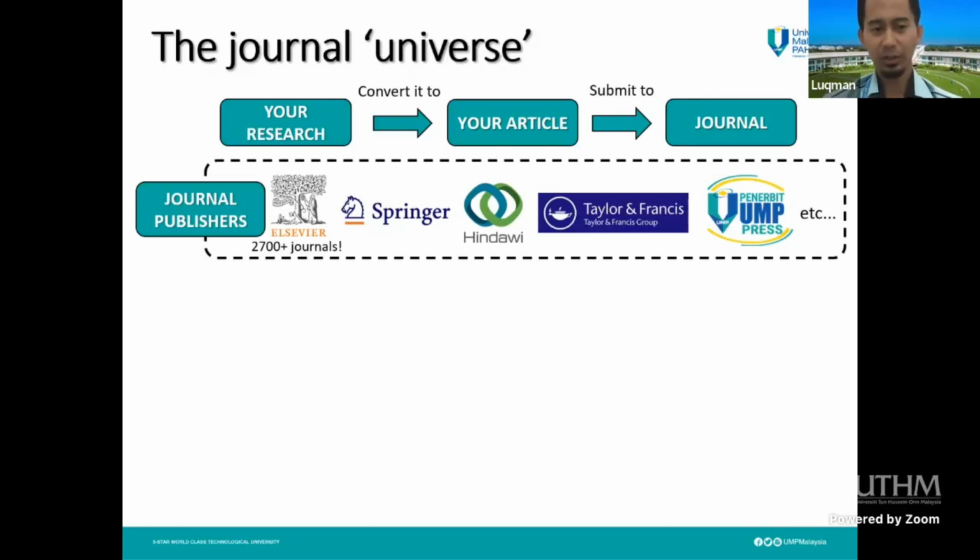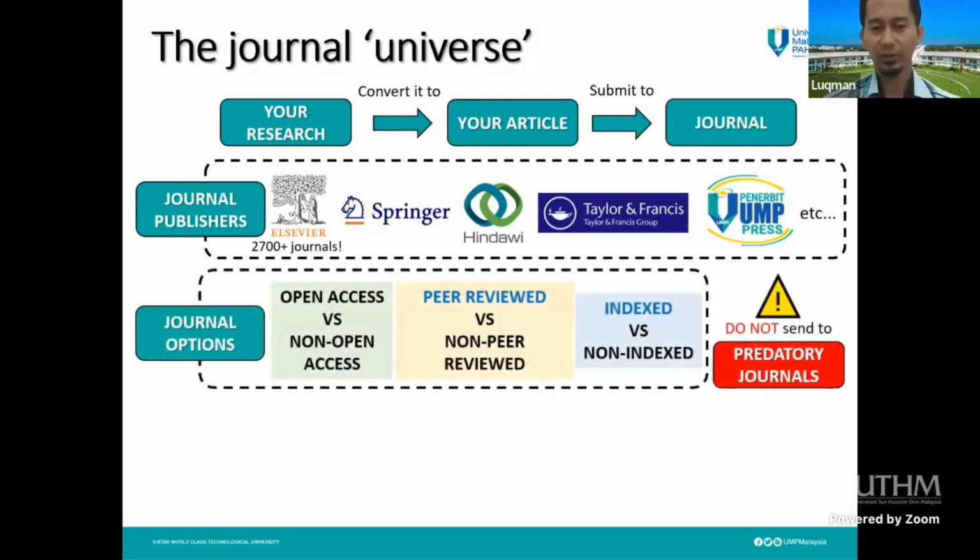Among these, Elsevier is the biggest. It has 2,700 journals under Elsevier alone. Memang banyak. And there you have a lot of journal options. In Elsevier you have a lot of options, Springer also has a lot of options, Hindawi and whatnot. Among the journals, we have levels, I would say.